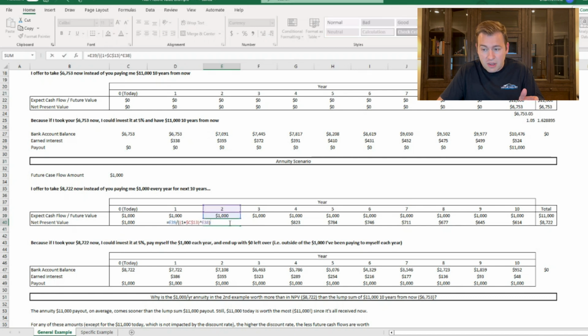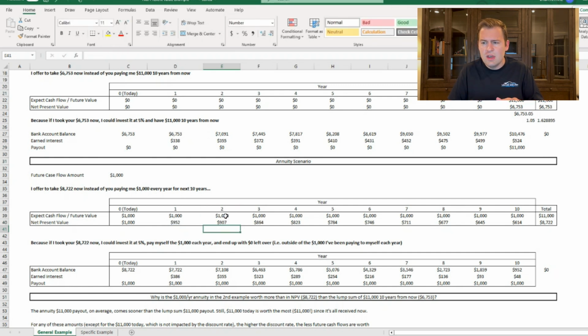It's the same formula. The only thing that changed here was that we're taking that 1.05 and we're raising it to 2, which makes it a higher number. And since we're dividing a higher number into 1,000, it leads to a net present value that's smaller, $907. And that goes on and on and on until 10 years from now, $1,000 in today's money is only worth $614 because it's so far into the future.